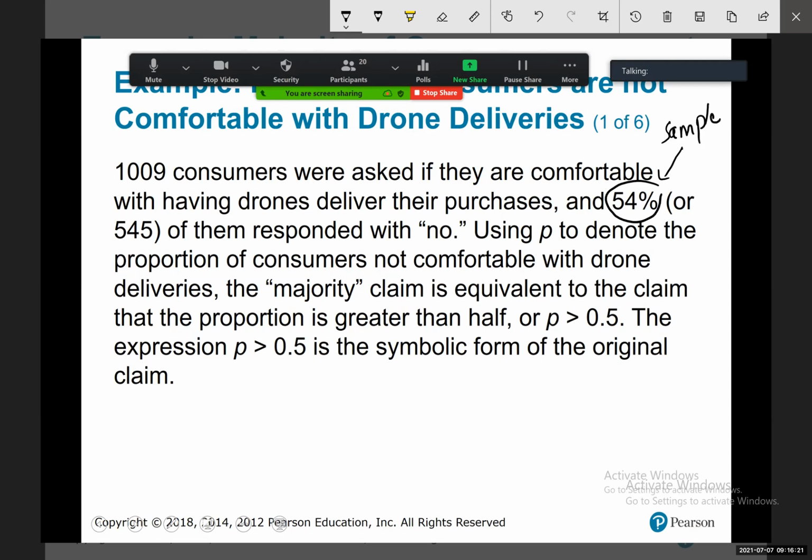Our claim is majority or more than half. More than half are uncomfortable, or they are not comfortable with drone deliveries.